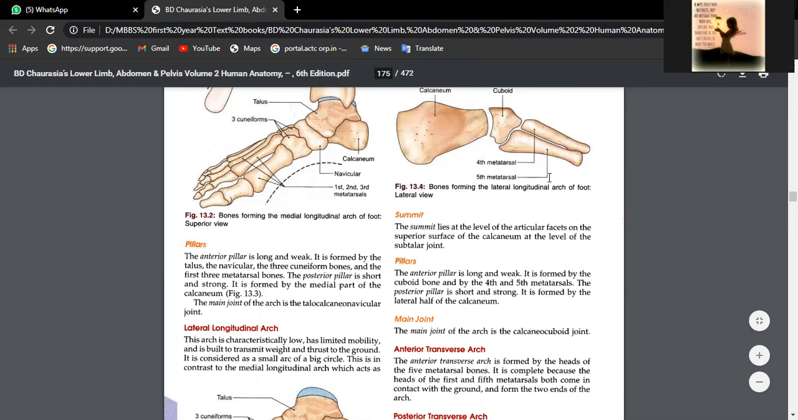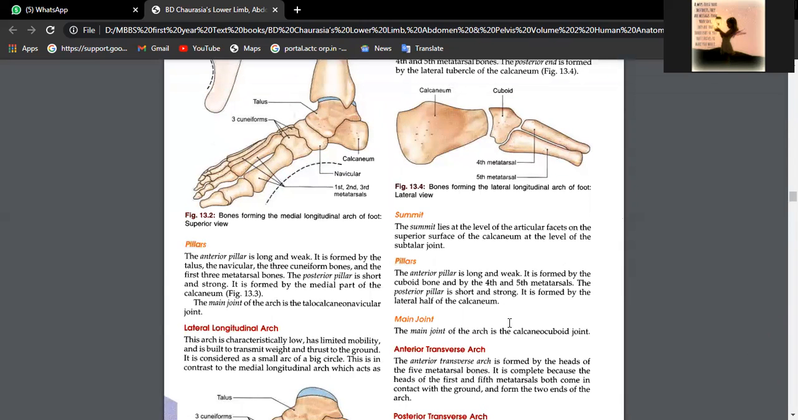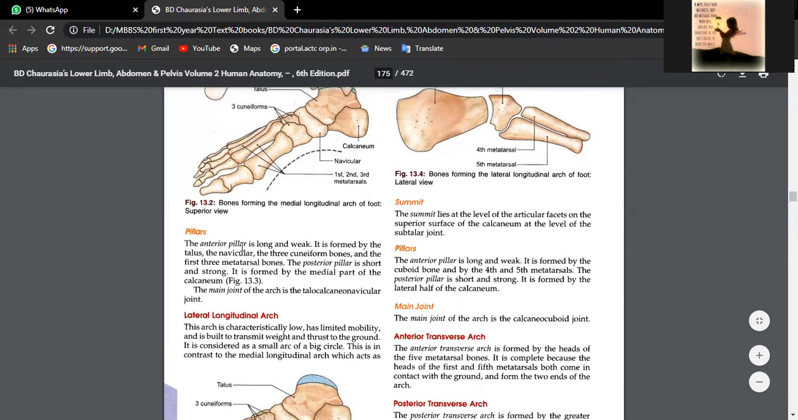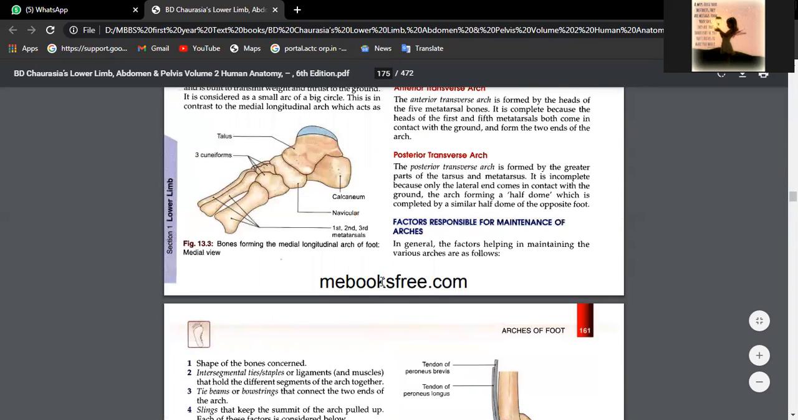Then we have the anterior pillar, which is long and weak, formed by the cuboid and the fourth and fifth metatarsals. The posterior pillar is strong and is formed by the lateral half of the calcaneum. Very simple. The main joint is the calcaneo-cuboid joint. Here, for the medial longitudinal arch, the main joint is the talocalcaneo-navicular joint. The words "main joint" are missing, you can just add that.